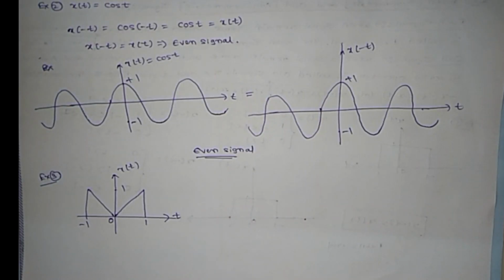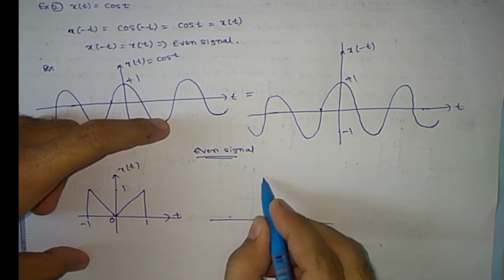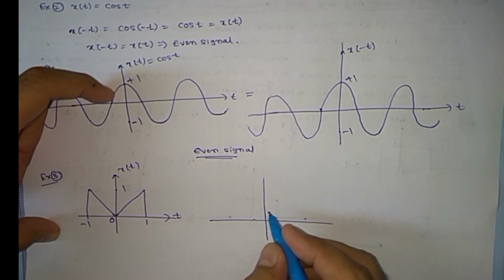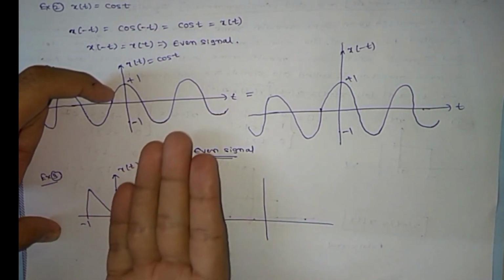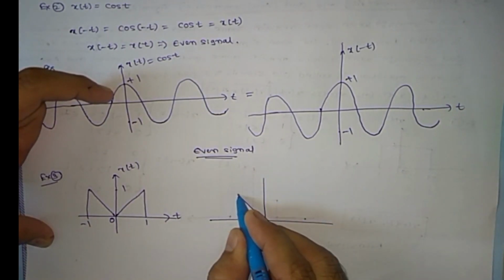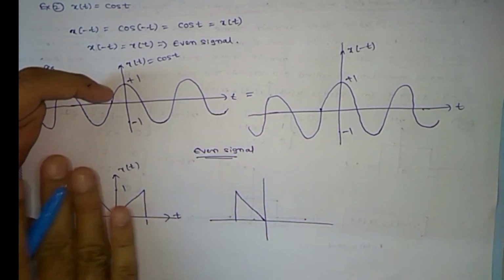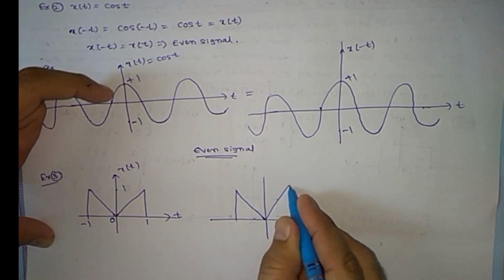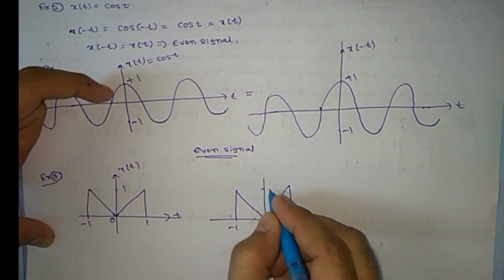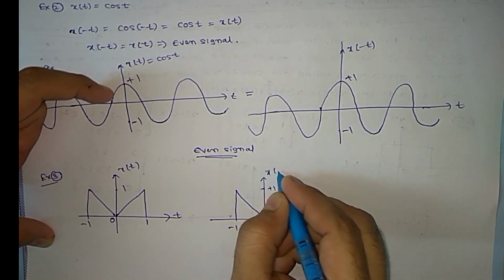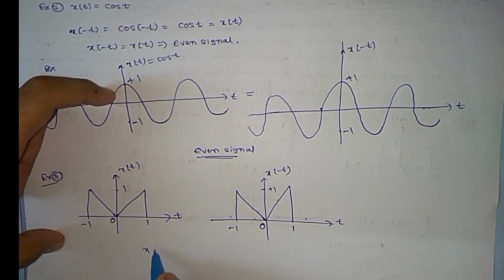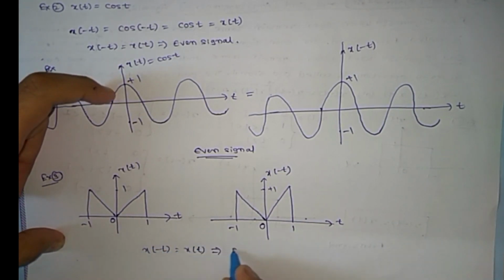Let us see example 3. This signal I am rotating with respect to the y-axis. Okay, time reversal. Whatever signal is there, you bring it to this side, and whatever signal is there, you bring it to that side. Will it change anything? So this is coming this side, and this is coming this side. So x of minus t, this is t. Both signals are the same. X of minus t equal to x of t, even signal.